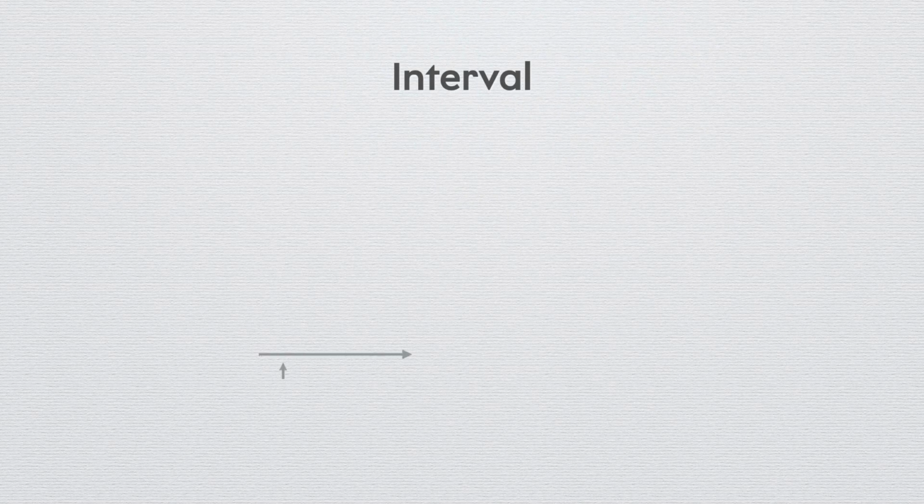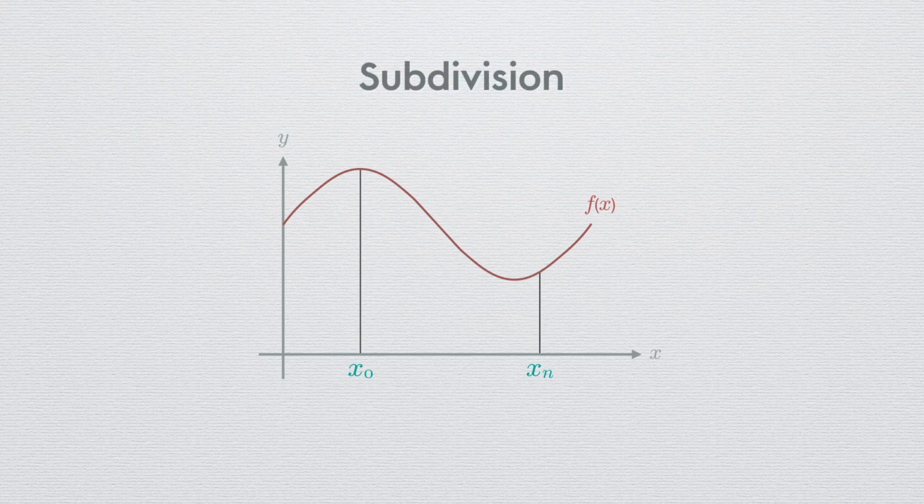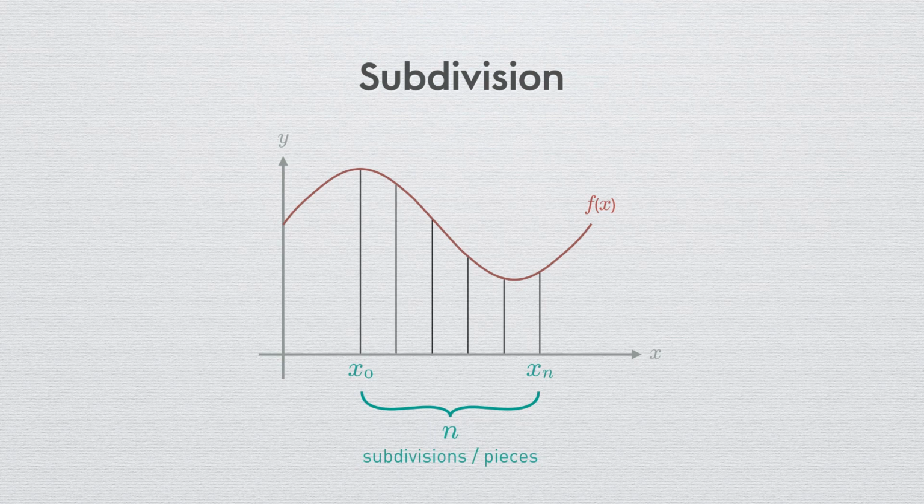First, let's discuss the interval. Sometimes I like to use the word boundary to describe intervals. Boundaries are basically the points where you start and where you end. In this case, you start from x0 and end at xn. Next is the subdivisions. The number of subdivisions basically tells you how many pieces of trapezoids you want to use. We usually use the variable n to refer to the subdivisions.